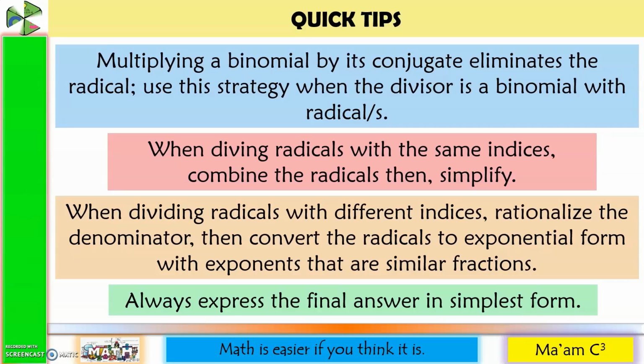Quick tips: Number 1, multiplying a binomial by its conjugate eliminates the radical. Use this strategy when the divisor is a binomial with radical or radicals. Number 2, when dividing radicals with the same indices, combine the radicals, then simplify. Number 3, when dividing radicals with different indices, rationalize the denominator, then convert the radicals to exponential form with exponents that are similar fractions. And again, always express the final answer in simplest form.